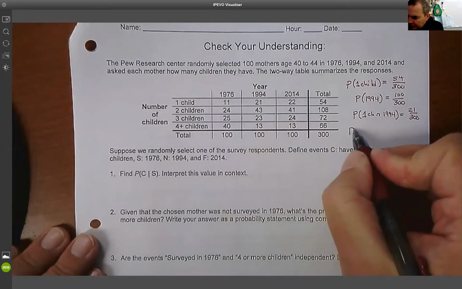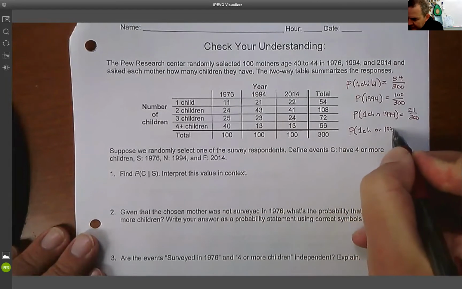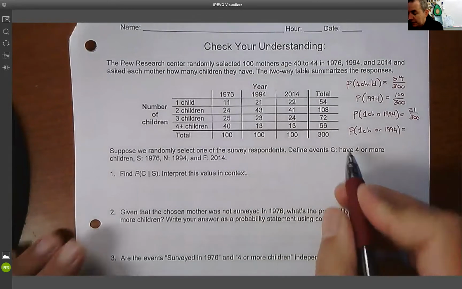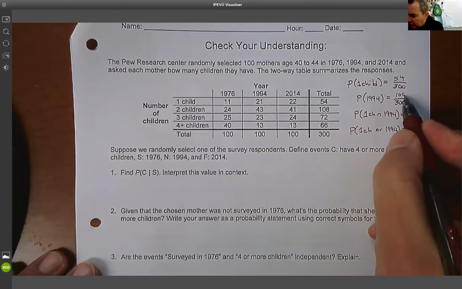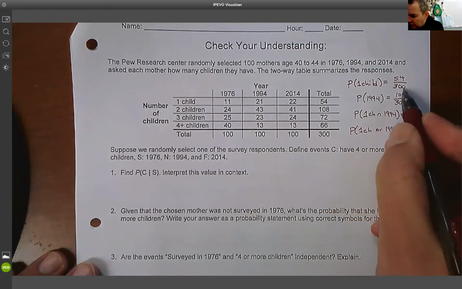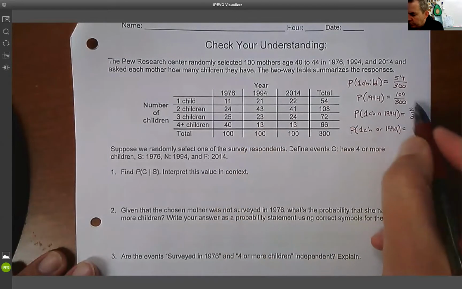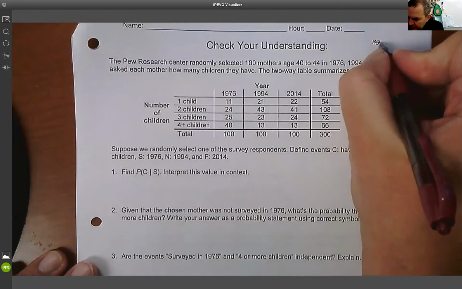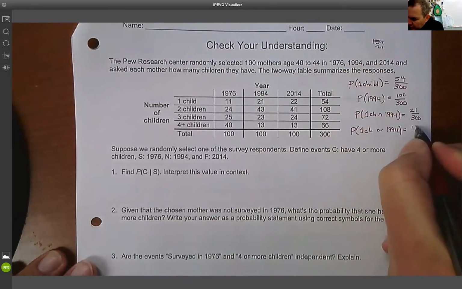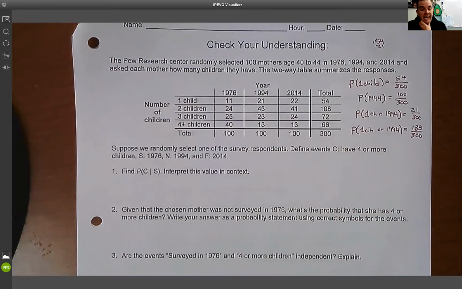And the final one, what is the probability of having one child or being surveyed in 1994? And again, our rule on that one is we're going to take all the one-child people, so 54. We're going to add all the 1994 people, 100, so 154. But that double counts these 21, so it's 154 minus 21. Okay, trying to see how hard I'm doing that in my head right now. So 133. 133 out of 300. So it's a little bit of a review of that one rule we have. It's on the formula sheet, but you need to be familiar with it.